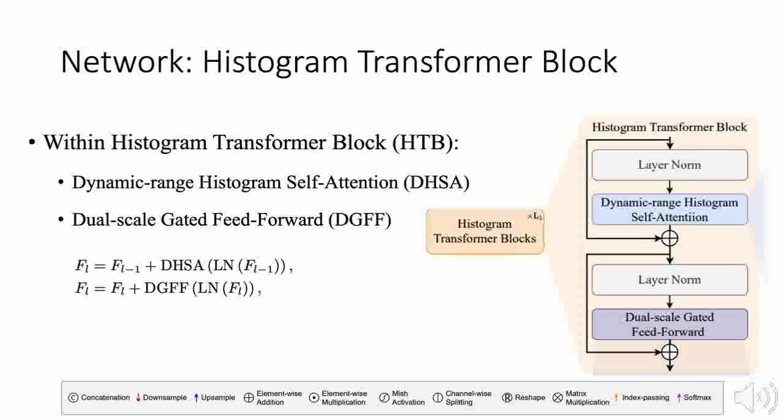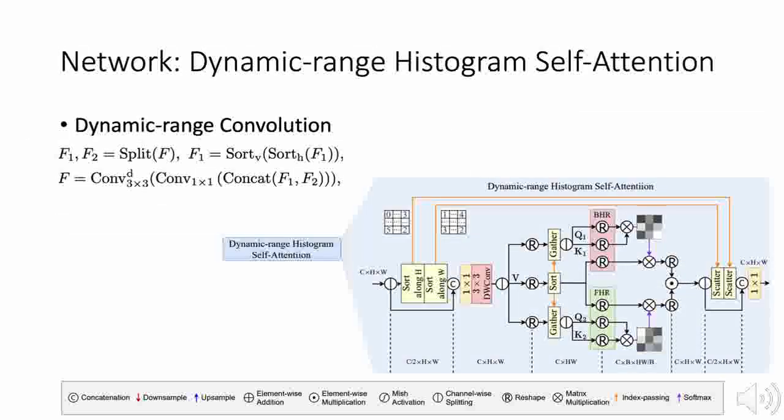Within HTB, there are layer norms, dynamic range histogram self-attention called DHSA, and a dual-scale gated feed-forward module called DGFF. Inside the DHSA, we developed a technique of dynamic range convolution. It splits features into 2 parts and sorts the second part horizontally and vertically. Then a separate convolution is applied. At the end of DHSA, the feature pixels of the sorted second part will be reordered back.